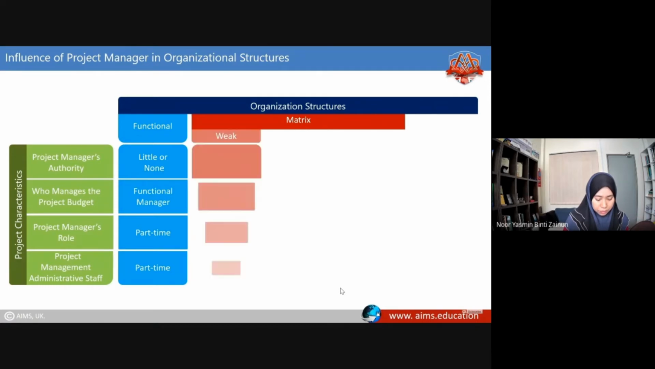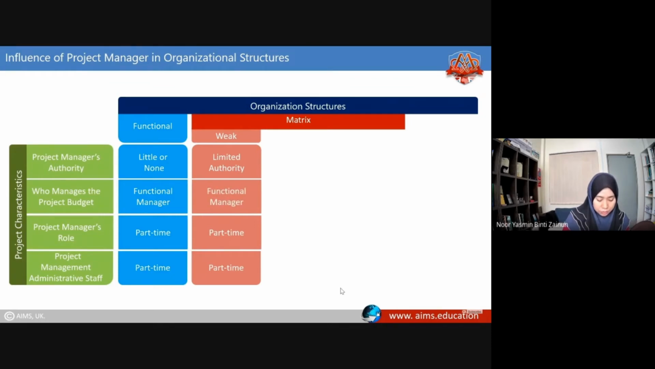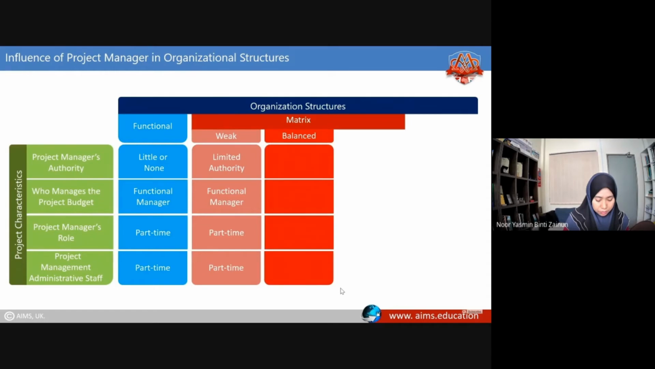In a weak matrix, the project manager has limited authority. The role of project manager is part-time, and may have part-time administrative staff to help expedite the project. The functional manager manages the project budget. In a balanced matrix, the project manager has reasonable authority. The role is full-time, and may have part-time administrative staff to help expedite the project. Both the functional manager and project manager manage the project budget.